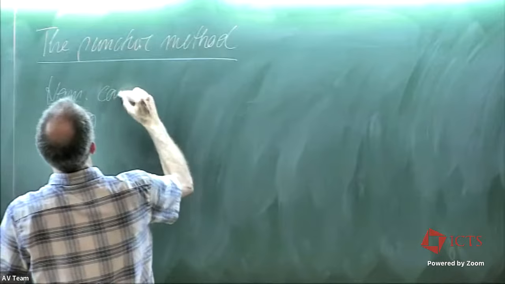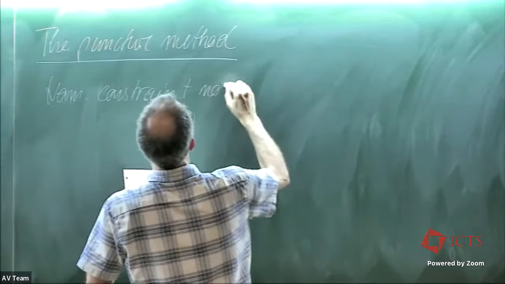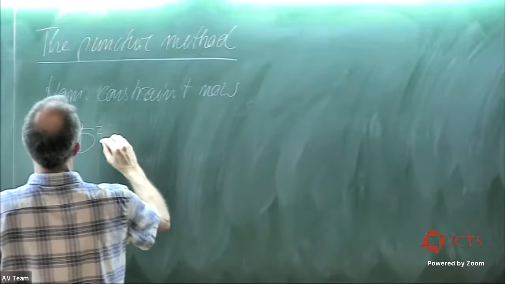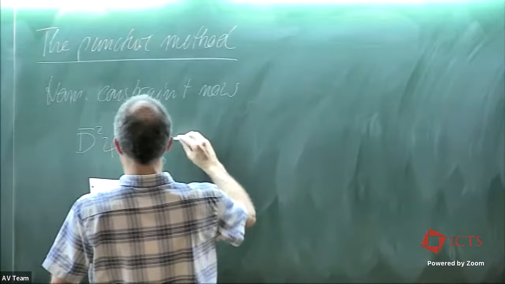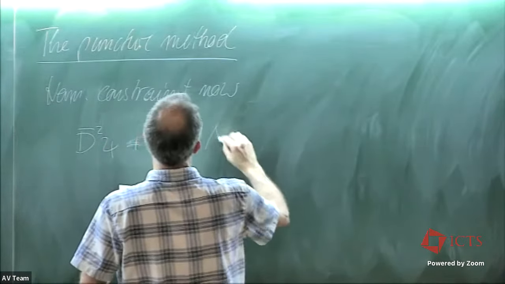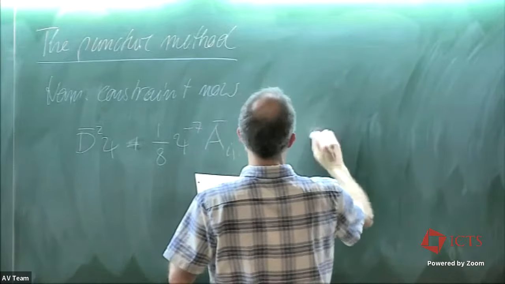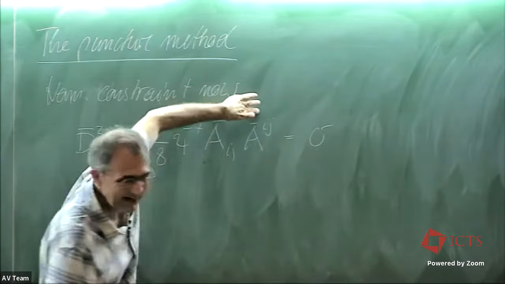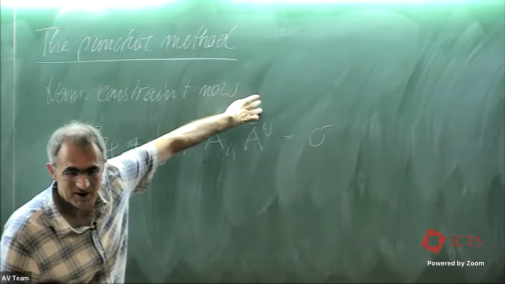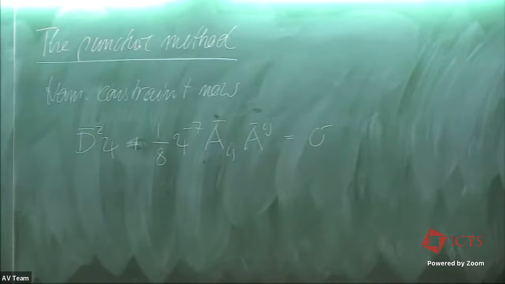The Hamiltonian constraint is now d bar squared psi plus 1/8 psi to the -7 A bar ij A bar ij equals 0. We just discussed the square of A. This term diverges at r equals 0, but we already anticipate that the solution for psi will come to our rescue.